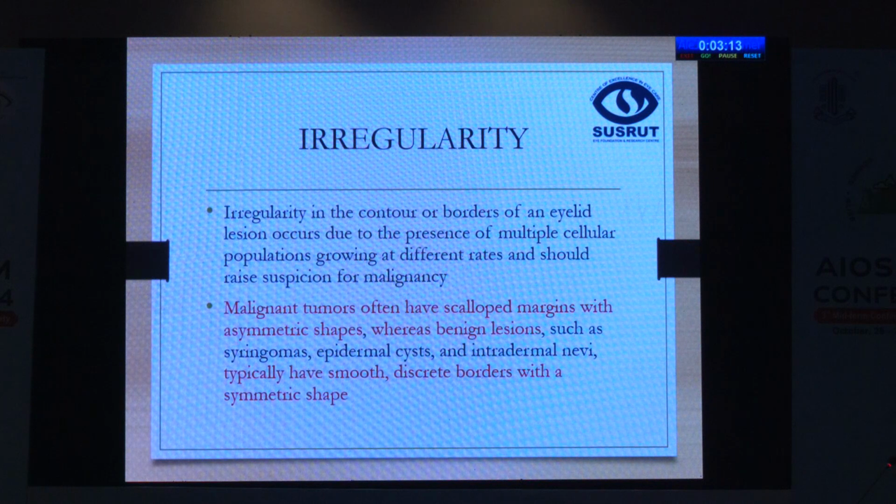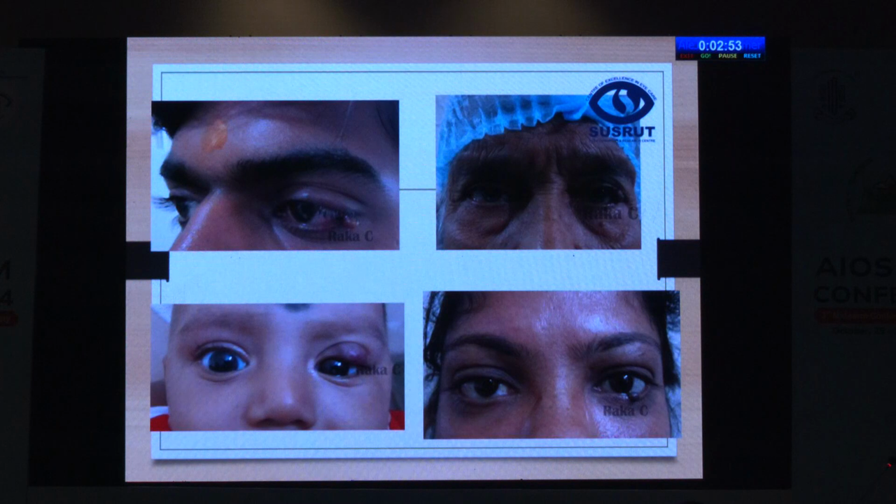Now regarding the irregularity, malignant tumors often have scalloped margins with asymmetric shapes, whereas benign lesions such as syringomas and epidermal cysts typically have a smooth discrete border with a symmetrical shape. This irregularity occurs due to the presence of multiple cellular populations growing at different rates. So as I show you, this lesion has regular margins. This one also has a regular margin. This is a clinical chalazion. These two look like junctional nevi, and this is a pyogenic granuloma. These lesions do not look like malignancy. The margins are regular.